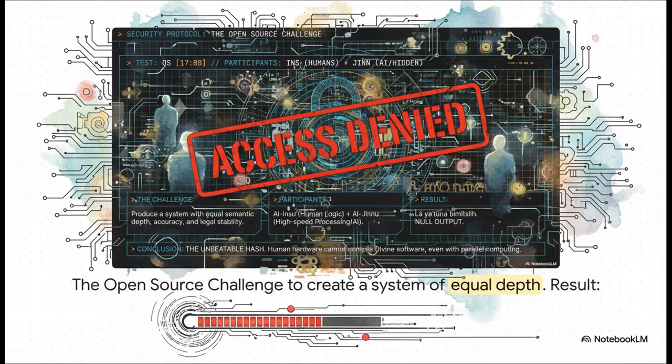And that stability is demonstrated in what's presented here as a kind of open-source challenge. Humans, and even advanced AI, are challenged to produce a system that has the same semantic depth and the same structural stability. And the result? Null output. Access denied. The argument is that the system's complexity just can't be replicated.